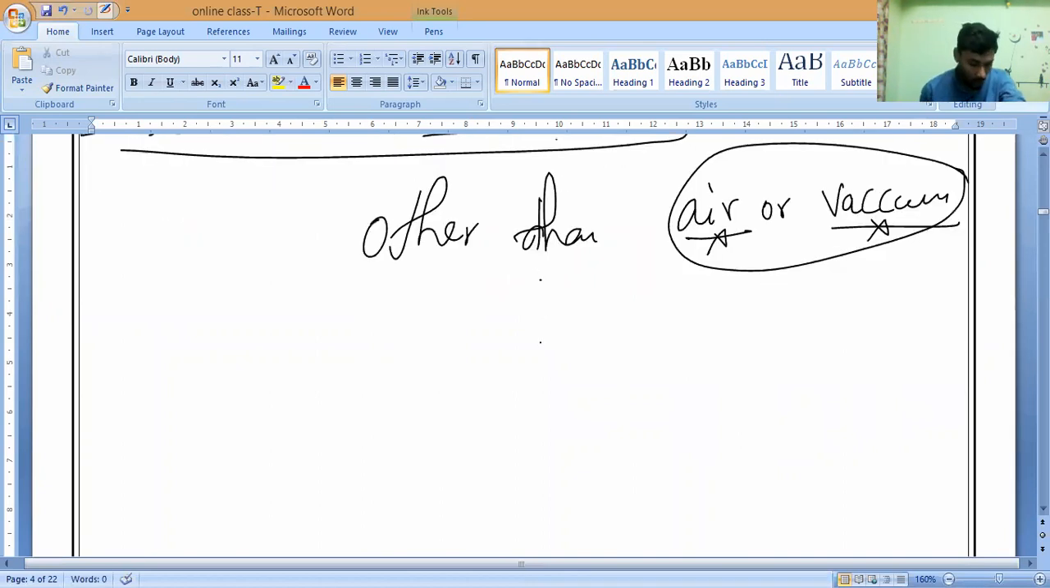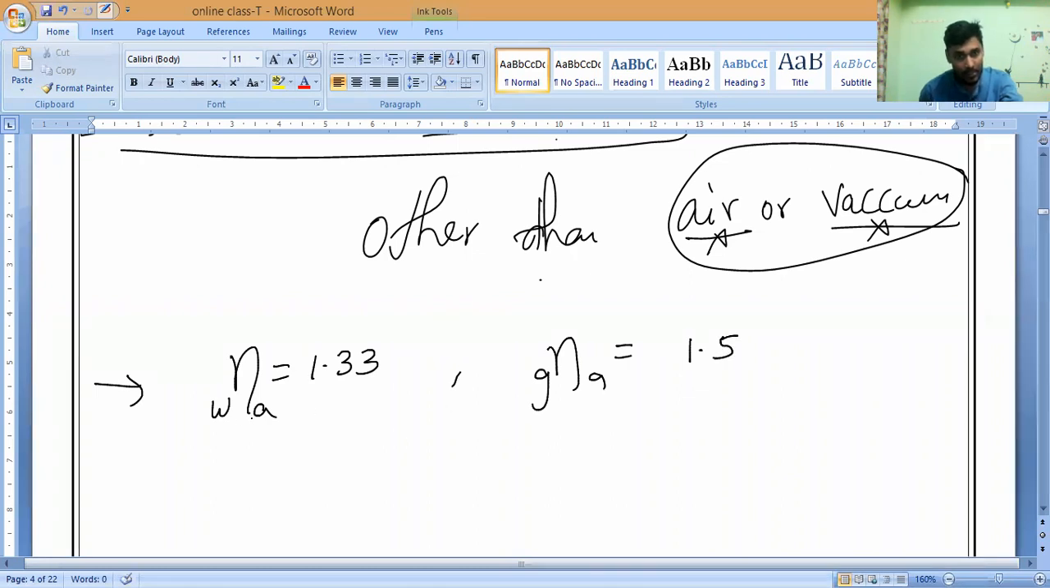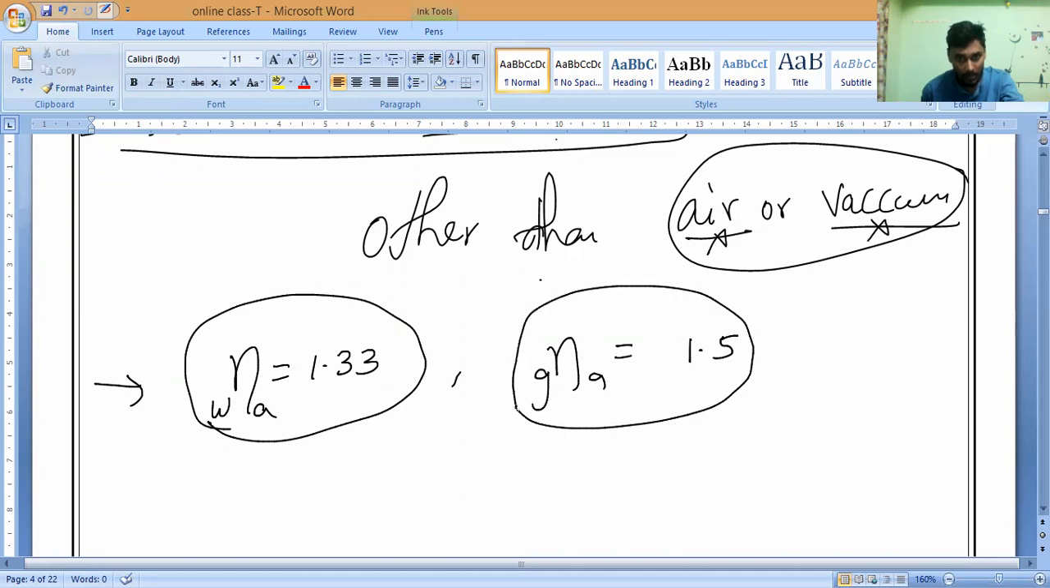In this case, what they will ask you, for example, I will ask you the question. Please, all of you write it. This is a very important case. Refractive index of water is 1.33. Next, refractive index of glass with respect to air is 1.5. Please write it. Can you say whether these values are absolute refractive index or relative refractive index?